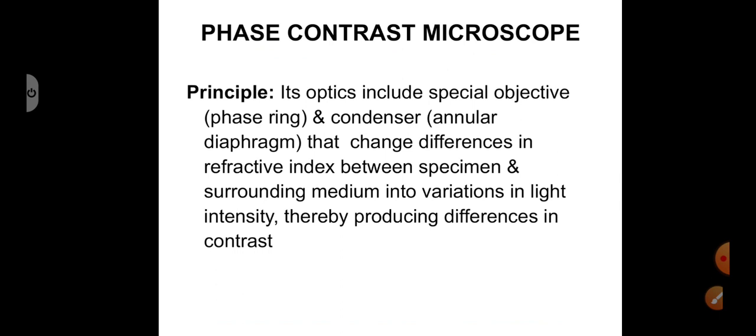Here also you're not staining with any dyes to produce contrast, but using special optics like special objective lens and special condenser, which will change the differences in the thickness or the density, because of which the light diffraction changes, whether they are getting diffracted or just passing straight through the specimen varies, which is reflected as variation in the light intensity, which produces the contrast in the specimen.